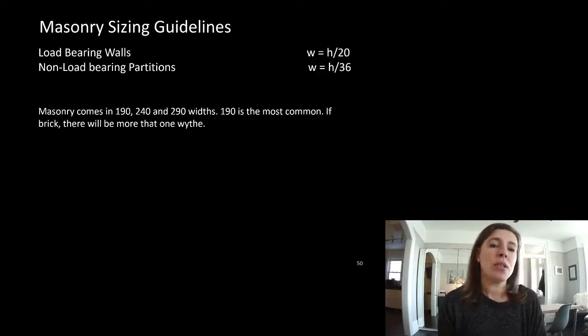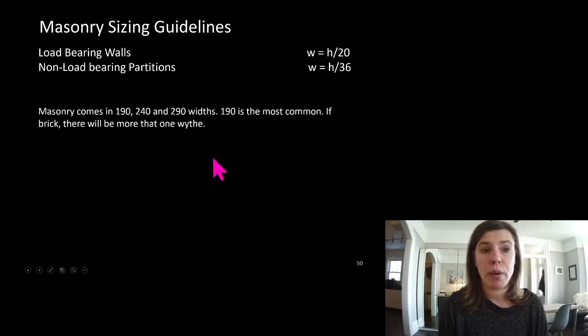All right, masonry. We're not really going to do much with masonry, but sizing tends to show up a lot on projects. It tends to be ubiquitous on certain types of building structures, which I talked about over the past 2 weeks for you. It's very popular for non-load-bearing partitions as well. It comes in 190, 240, and 290 widths. 190 is the most common.